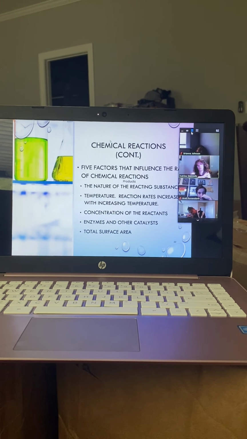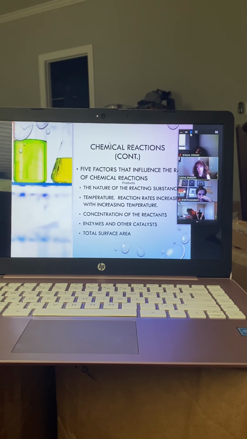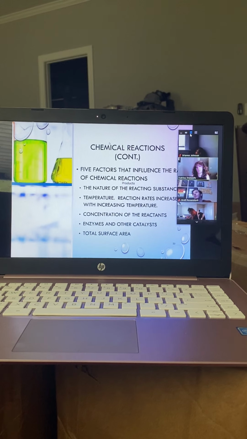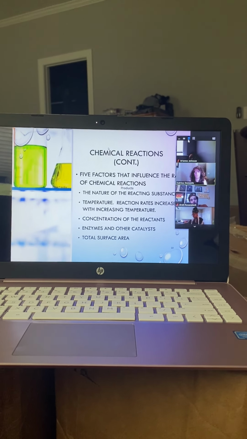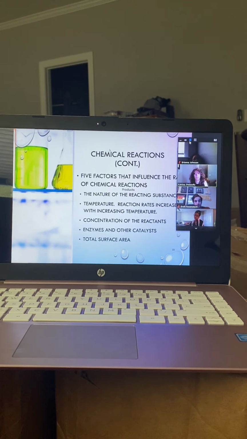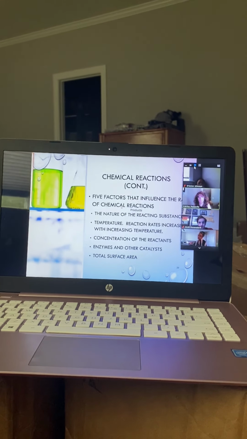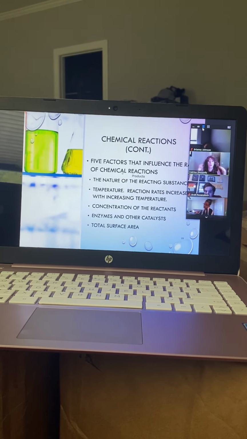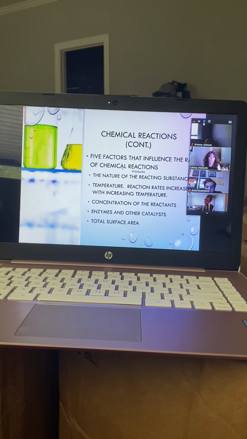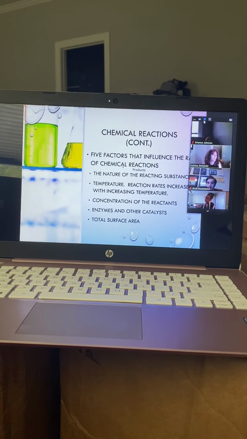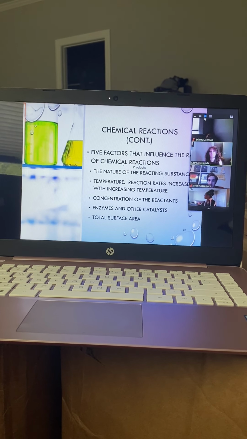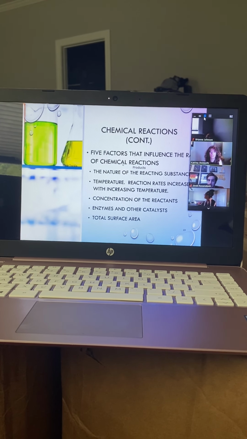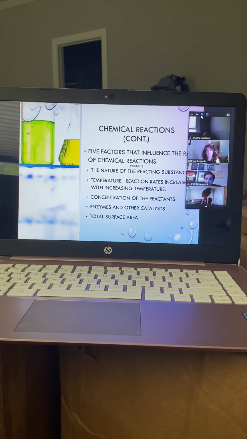So with those basic types of chemical reactions, there are different things that are going to influence how much those happen. The big 5 factors listed here start with the nature of the reacting substances. Some substances just have a tendency to be more volatile than others. It's just the nature of how the substance is built.